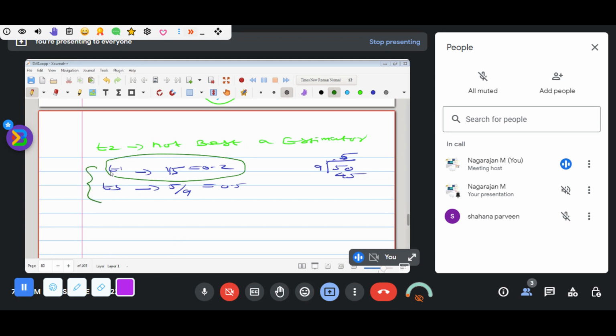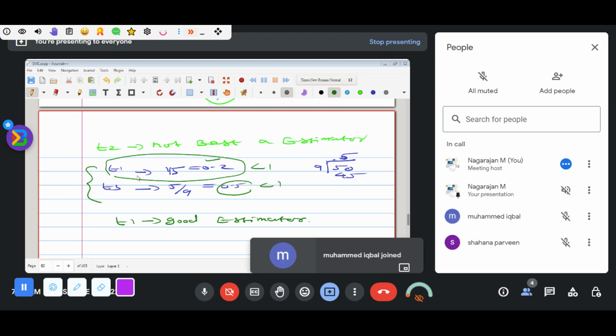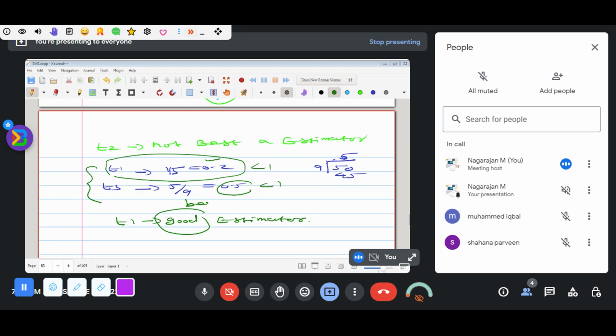Both are best estimators, but comparing T1 and T3, T1 has the least value, therefore T1 is called the good or best estimator. This is the basic idea. This is 0.2 only, this is 0.5, both are less than 1, both are best estimators, but comparing T1 and T3, T1 is the best estimator. Good or best, both mean the same, therefore T1, having the minimum value, is called the best estimator. This is a very, very important repeated problem. Any doubt regarding this proof?